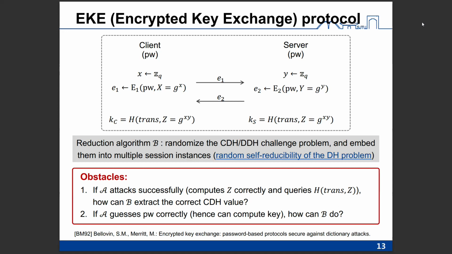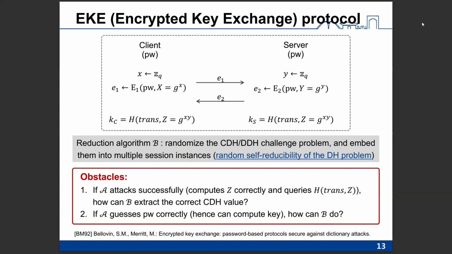But in this case, B has already embedded the challenge problem into these sessions. That means B cannot compute the session key as A does. But if A attacks successfully, how can B extract the correct CDH value from the hash list? Since there might be thousands of candidates Z in the hash list, and B does not know which one is correct. So that's the first obstacle.